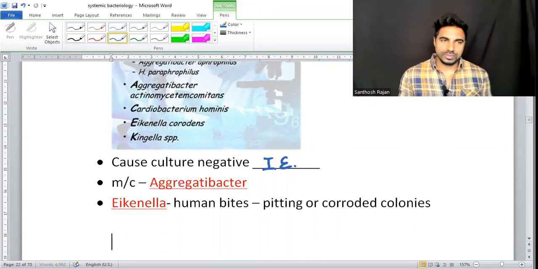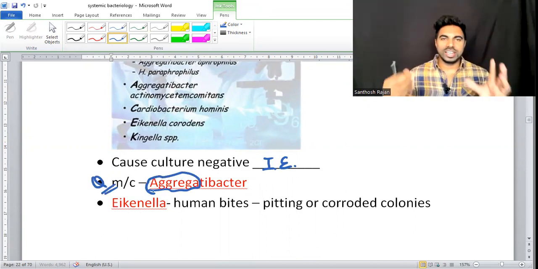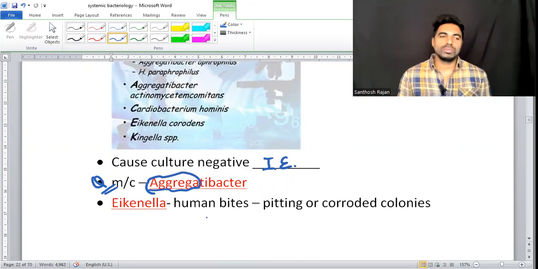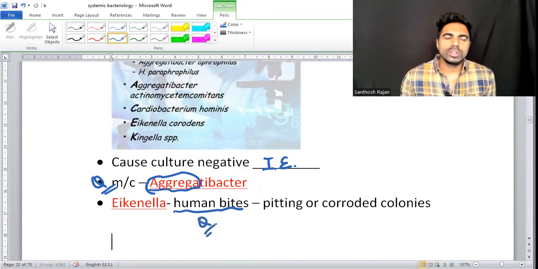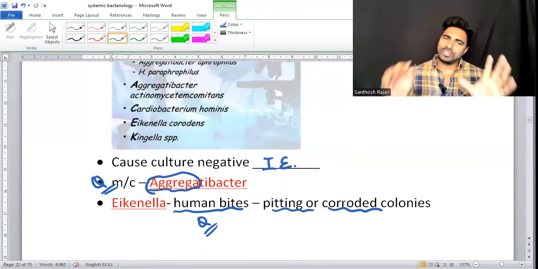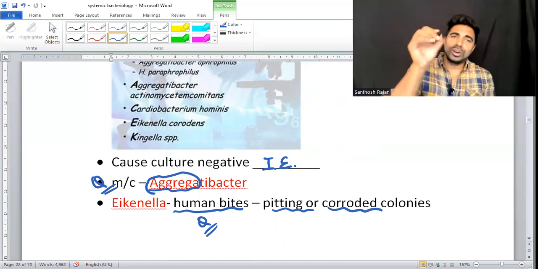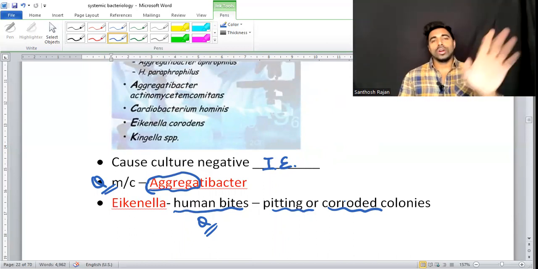Among the most important is Aggregatibacter, which is the most common one. And Eikenella is important: Eikenella is common in human bites. A few times they've asked this in the exam. It causes human bites. And one more thing, its colonies are pitting or corroded colonies. Eikenella causes pitting or corroded colonies. That you have to remember.